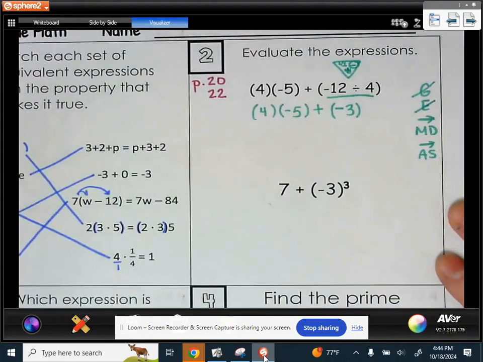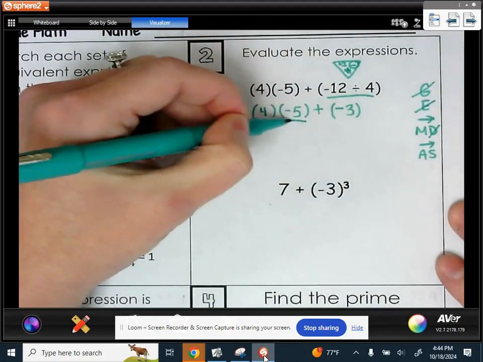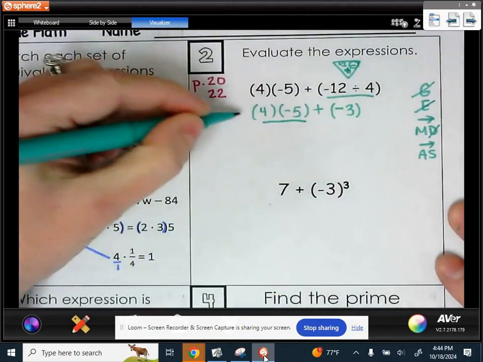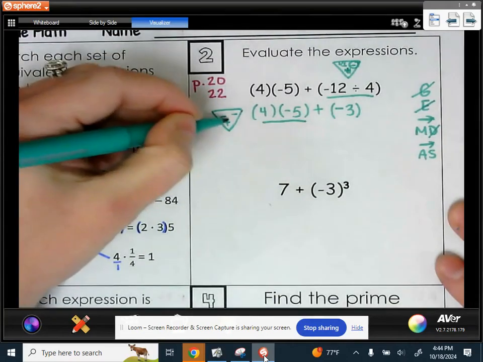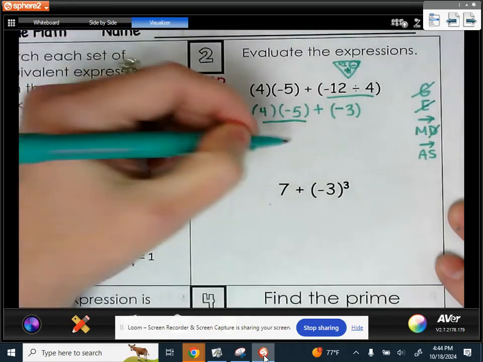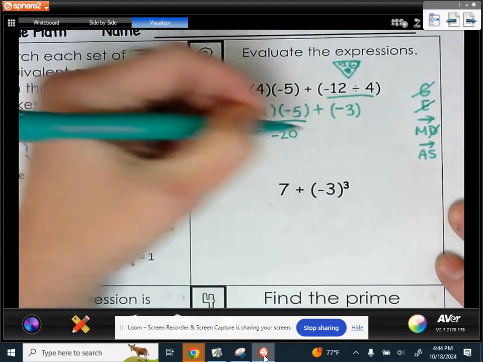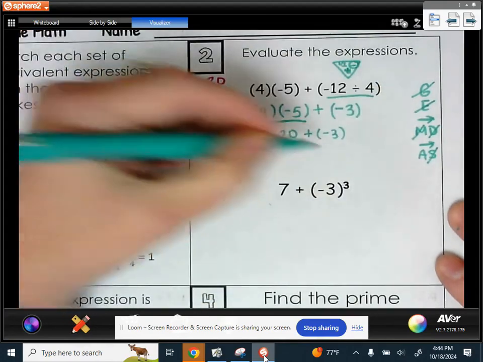We don't have any exponents on this problem. We don't have any division, but we do have multiplication, so we would work that next. Again, we do need a Dorito man, since it's got a negative in it. A positive times a negative is going to come out to a negative answer. So that's going to be -20. And then all we have left is addition.